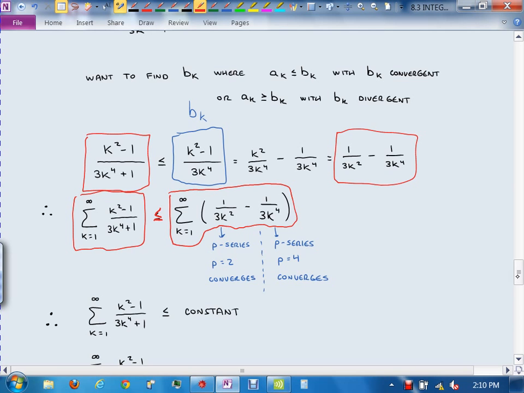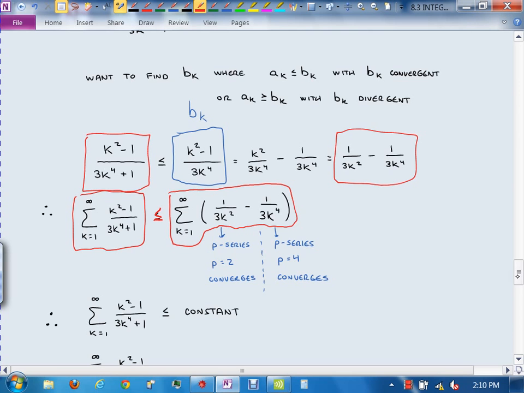Look at these right here individually. This guy right here is a p series, isn't it? I don't care about the 1/3 because constants don't matter. I could pull the constant out of the sum. It makes no difference. But that's a p series, 1/k to the p, with p being 2, right? That converges. This one by itself is also a p series with p being 4. That converges also. If 2 pieces converge, then when you subtract them, they converge also.